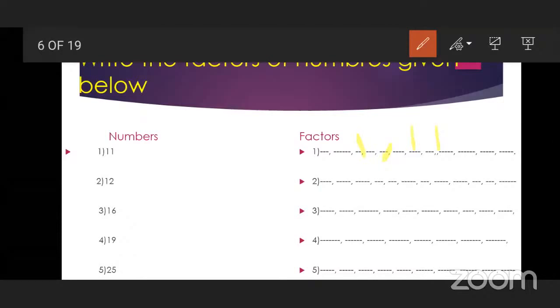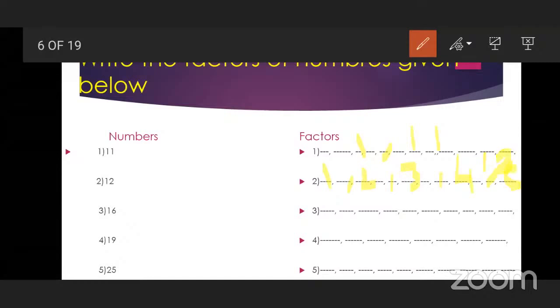So the next example is 12. What are the factors of 12? 1, 2, 3, 4, 6 and 12. Okay, very good.